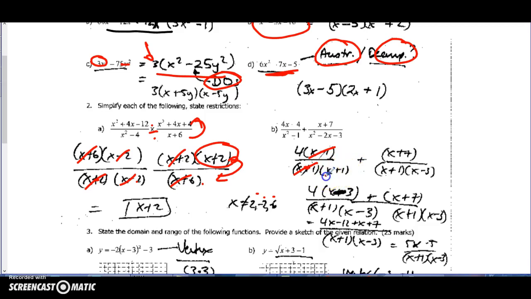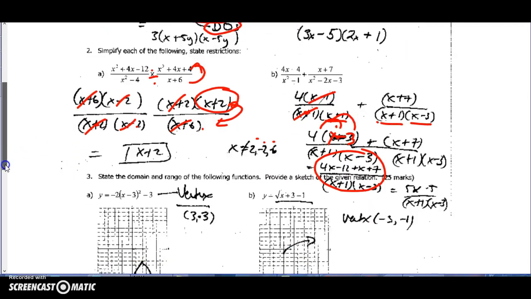Now my common denominator will be x plus 1. X plus 1, good. And I need an x minus 3 over here. That's where I bring this x minus 3 on top and the bottom. Multiply out, get 4x minus 12 plus x plus 7, and then collect like terms, and you're done.